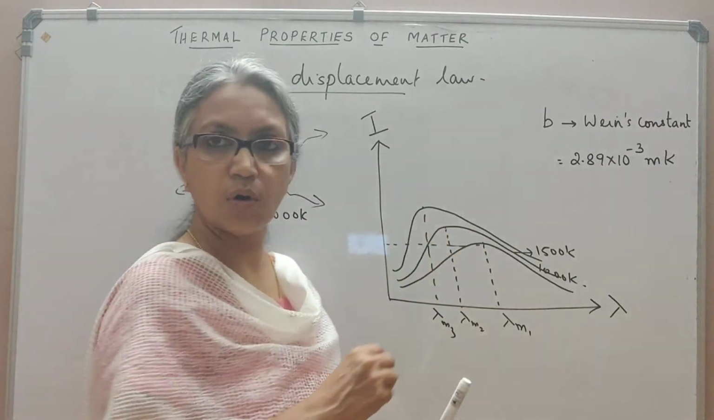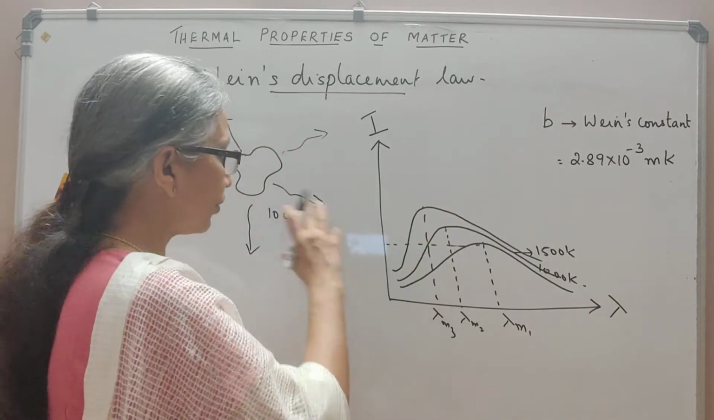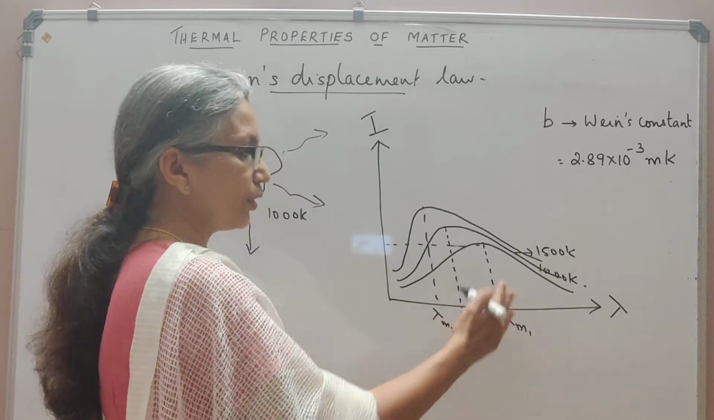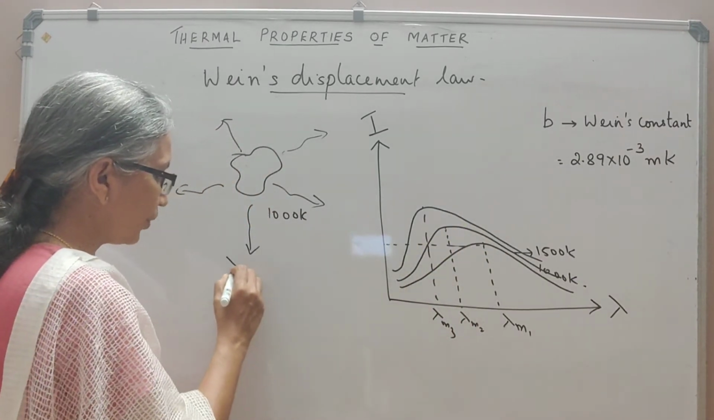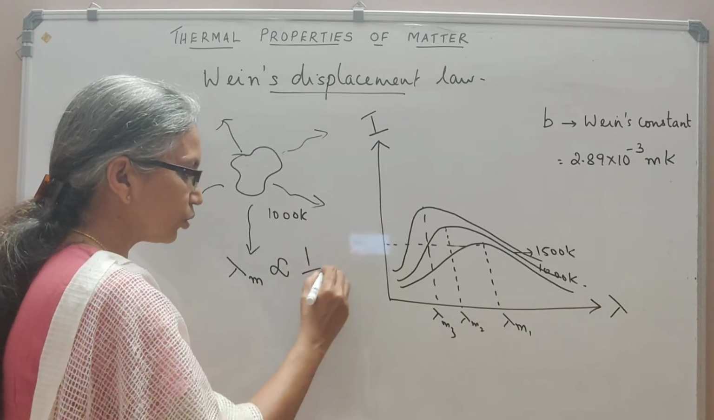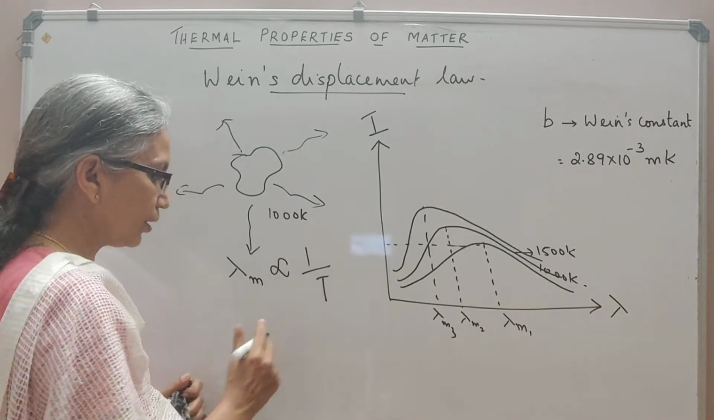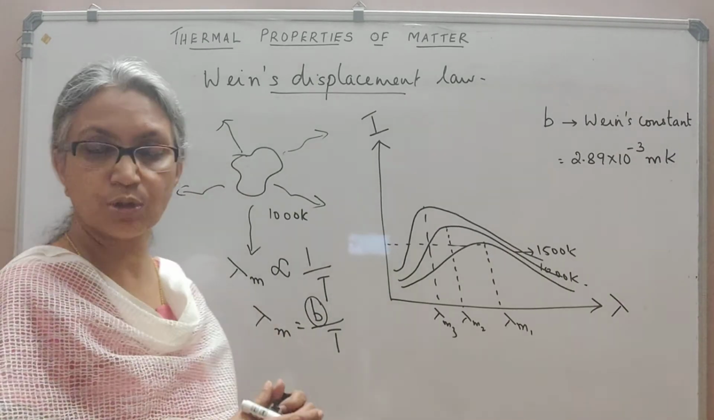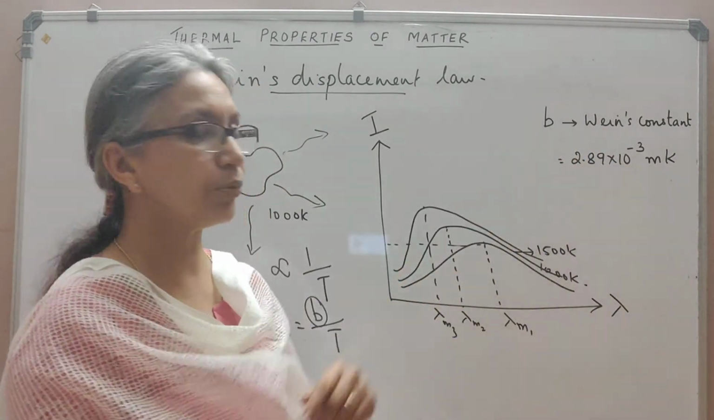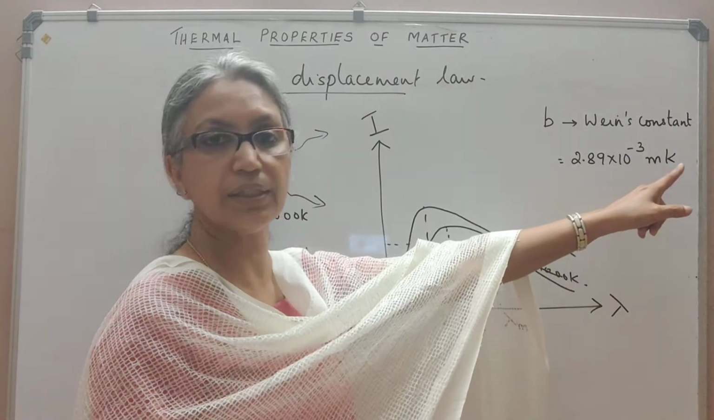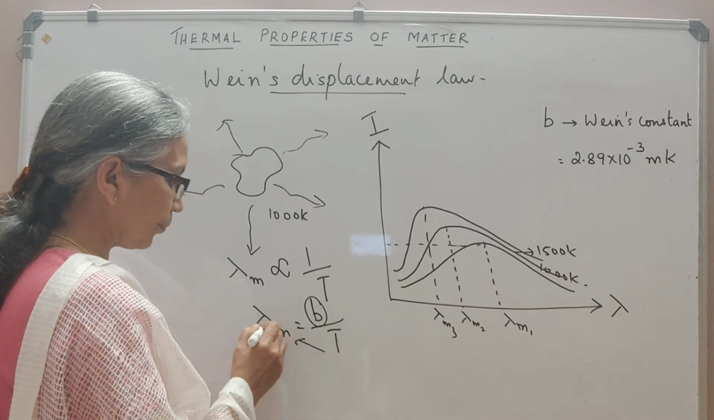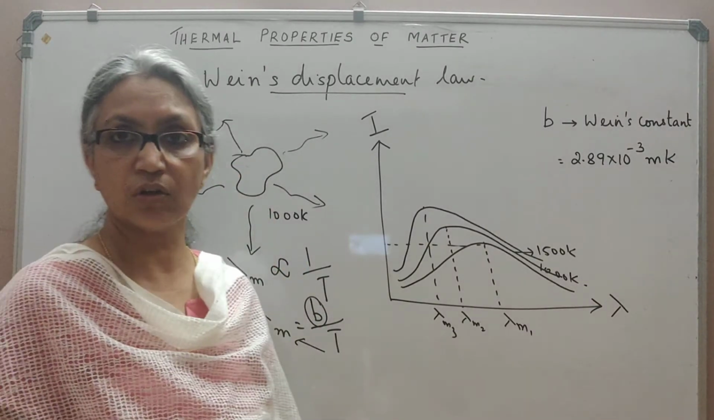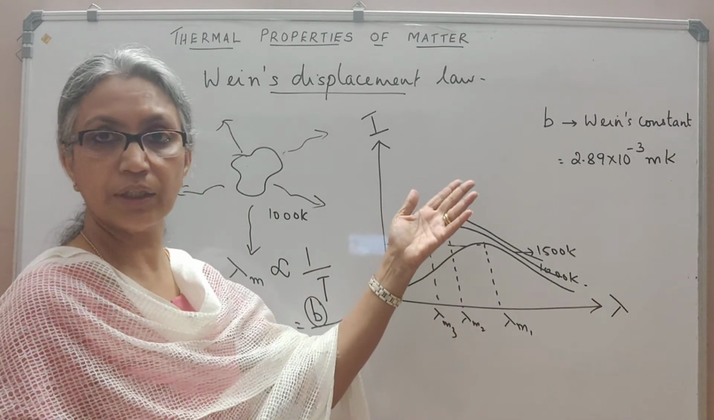So what we note from here is that the color of the body keeps changing as you increase the temperature. That means the dominant wavelength decreases with increase in temperature. We may write that the dominant wavelength lambda m is inversely proportional to the temperature of the body, or lambda m is equal to B by T, where B is a constant of proportionality called Wien's constant, whose value is 2.89 into 10 raised to minus 3 meter Kelvin. Lambda is in meters and temperature is in Kelvin, so its SI unit is meter Kelvin. This is Wien's displacement law, showing that as you increase the temperature of the body, the dominant wavelength goes on decreasing.